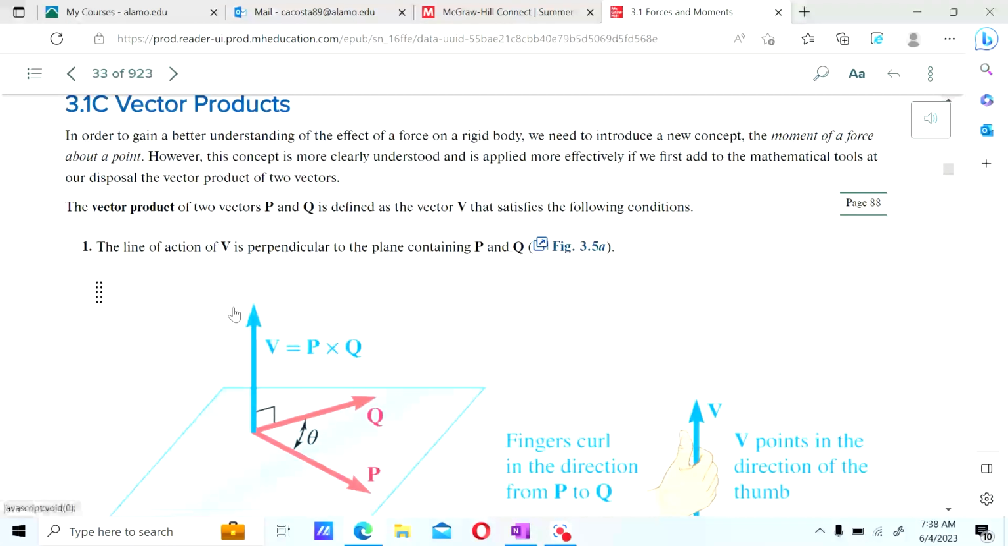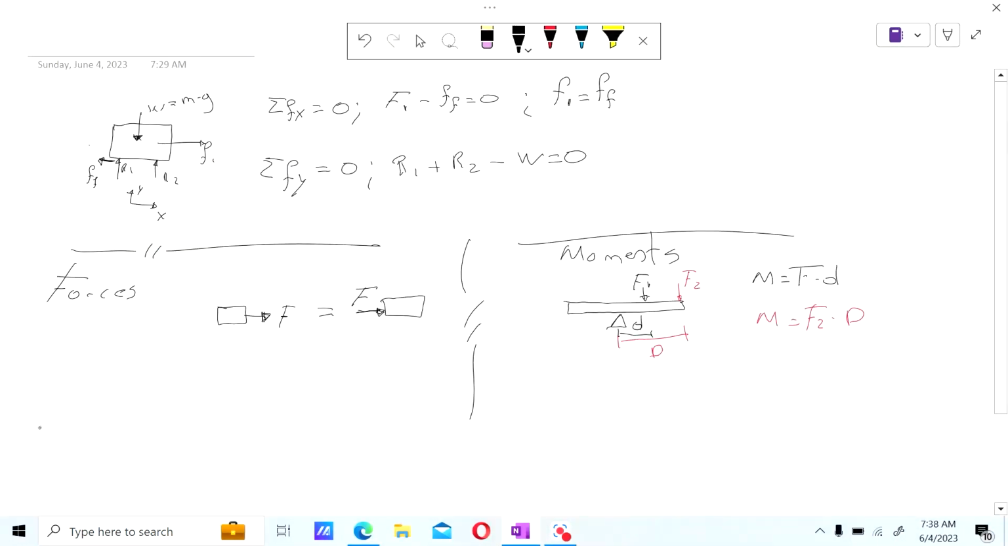All right, so this is new and this is a pretty interesting concept. They're vector products. So there are two types of vector multiplication. There's the dot product and the cross product. So let's start with the simplest one.